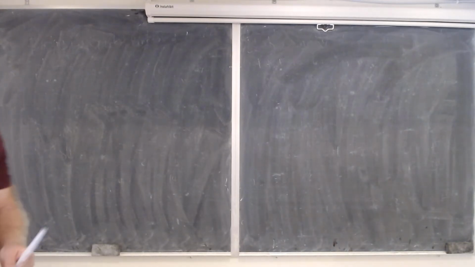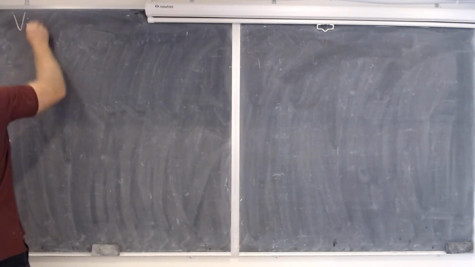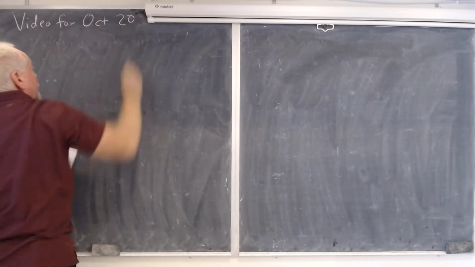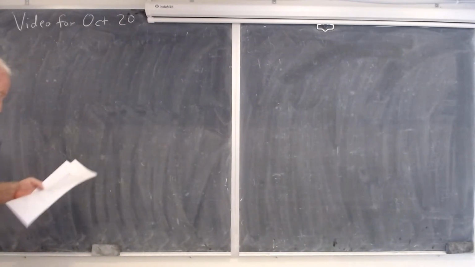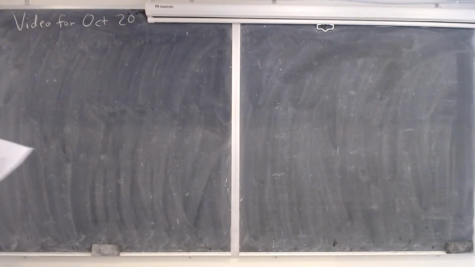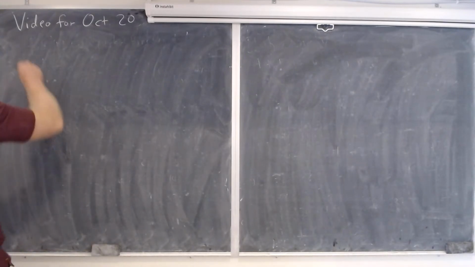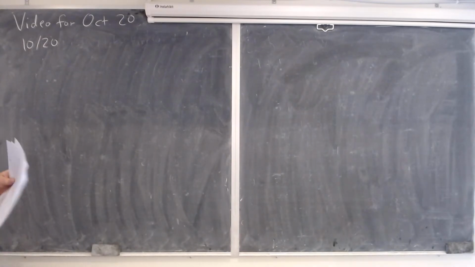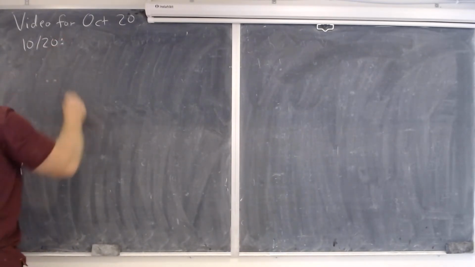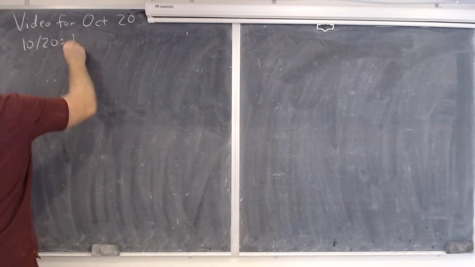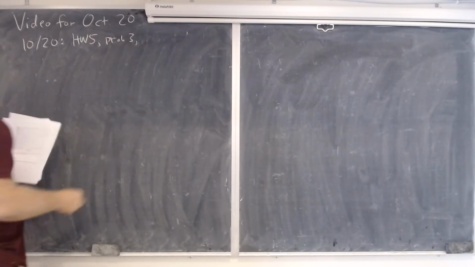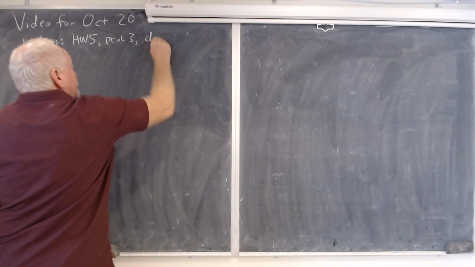Good afternoon, class. Today is October 19th, and so today is the video for October 20th. We're going to go over homework 5, the third problem. Before we do that, a little bit of a schedule. Today, and I'm writing down times for the lecture, so this is tomorrow. Today's video will be homework 5, problem 3, and then we will go over dopant diffusion.